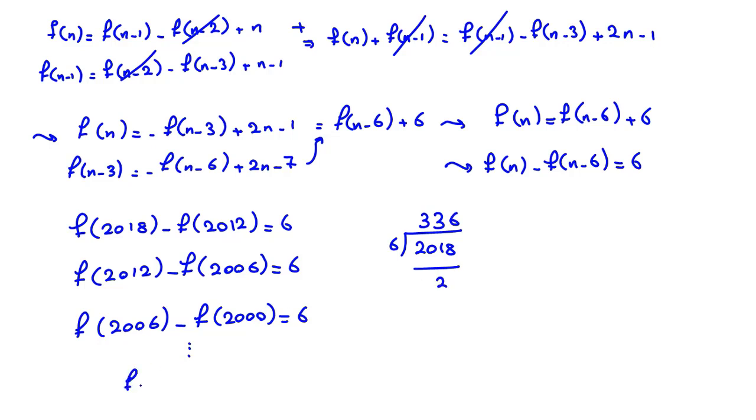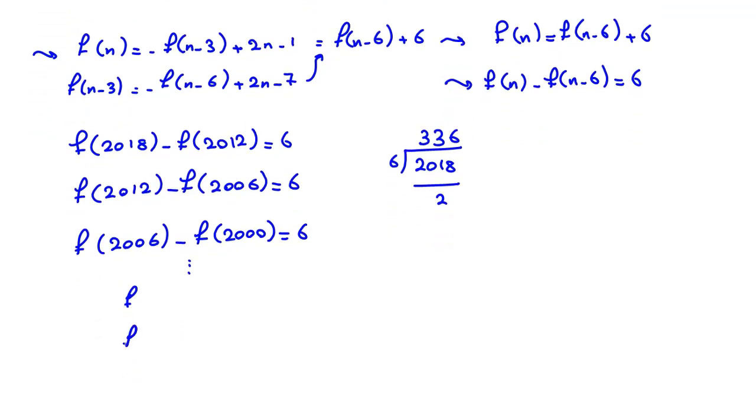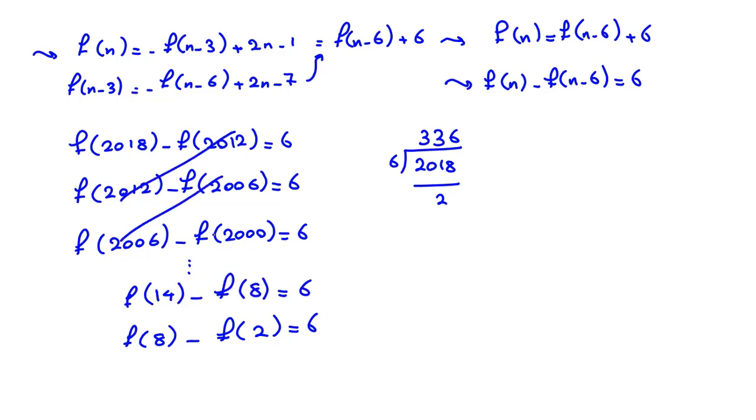So the last part is f of 8 minus f of 2 equal to 6, and the previous part is f of 14 minus f of 8 equal to 6. So here, here, here, here, here. And then we can conclude f of 2018 minus f of 2 equal to what? 6 times the number of them.